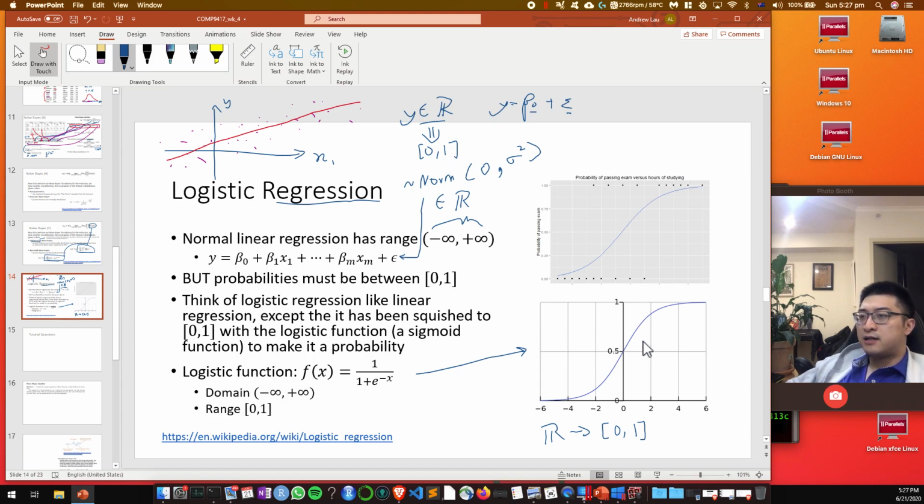Now enter the sigmoid function. This is the sigmoid function. It takes in any real value. You could enter, say, 10 million, and the sigmoid function might spit out 0.99, just a lot of nines. It's asymptotically close to 1.